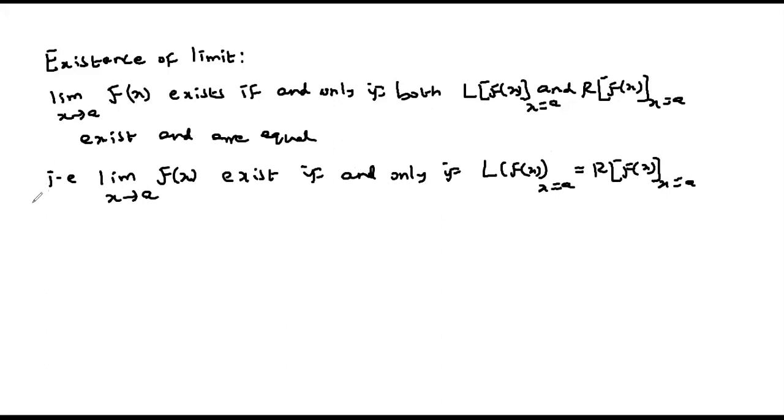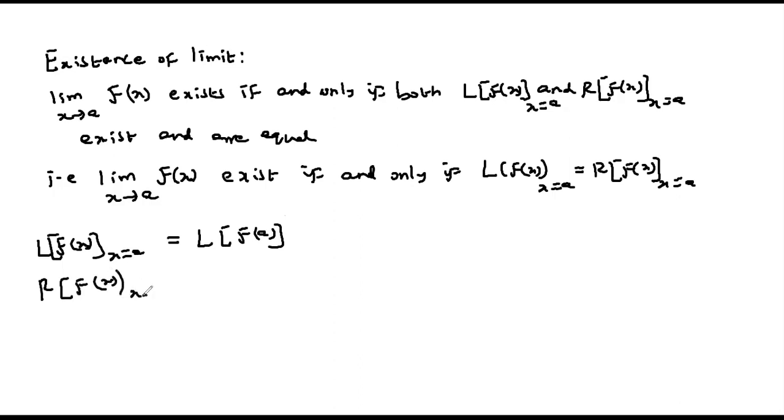Now, let us write L of f(x) at x equal to a and R of f(x) at x equal to a in short. Look at how to write it shortly. L of f(x) at x equal to a can be written as L of f(a). This is the shortcut. Similarly, R of f(x) at x equal to a can be written as R of f(a). So L of f(a) is equal to R of f(a).